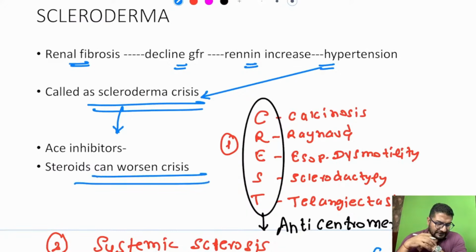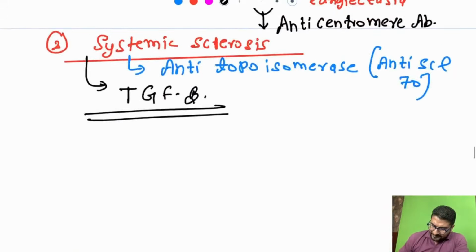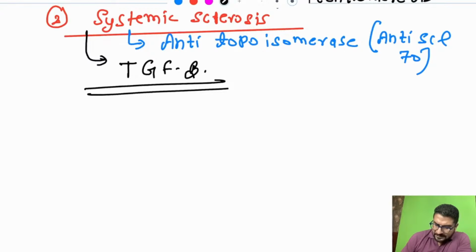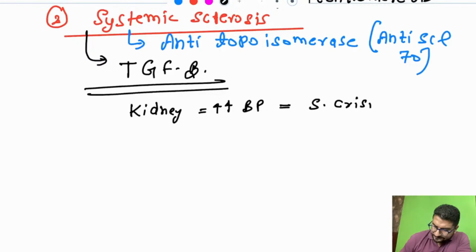We don't give steroid in this crisis. So understand what I want to convey here: this TGF beta can cause fibrosis in different organs. Especially it can cause fibrosis in kidney vessels. Then the patient will have a high BP. Patient का BP बहुत बढ़ जाएगा. So what do we call this? We call this scleroderma crisis.